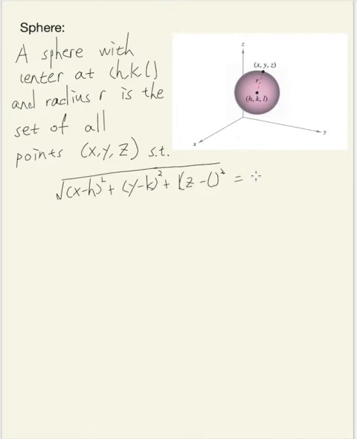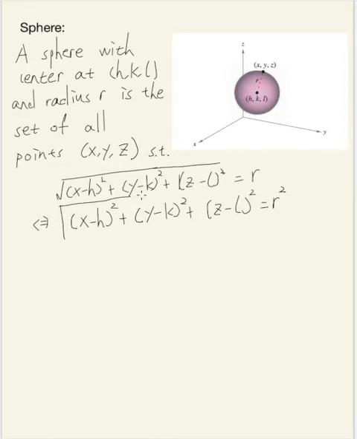Okay, so this is the definition of a sphere, or this is the equation for a sphere, or we can square both sides because it just seems simpler without a square root, right? So we can square both sides and get the new equation, which is x minus h squared plus y minus k squared plus z minus l squared equals r squared. Okay? And this is the standard equation of a sphere.